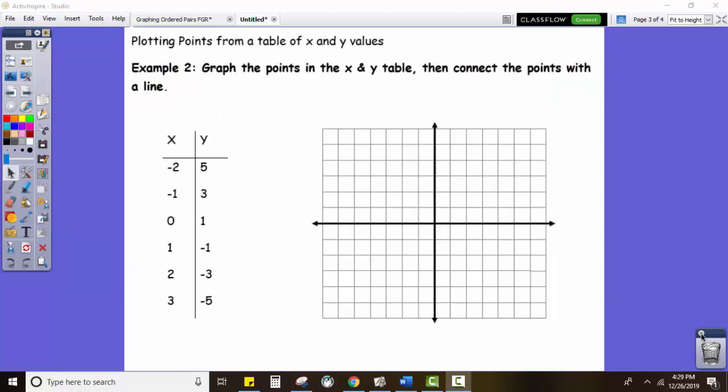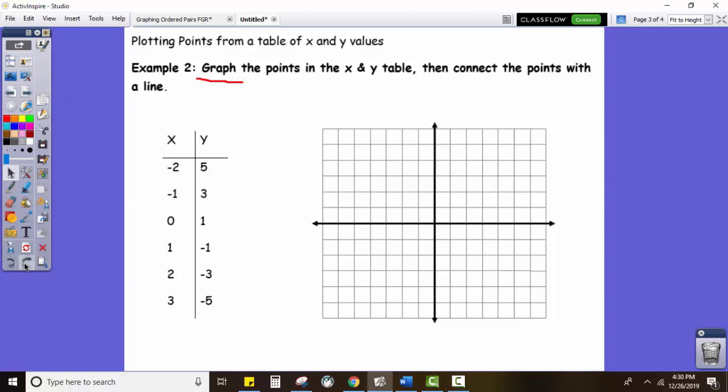Okay, for the next part, we're going to plot points from a table of x and y values. So example 2 says you're going to graph the points in the x and the y table and then connect the points with the line. The nice thing is the table's already been made for you, the x and the y values. So unlike what we just did where you found the y values, this has already been done for you and you have a list of x and y values here.